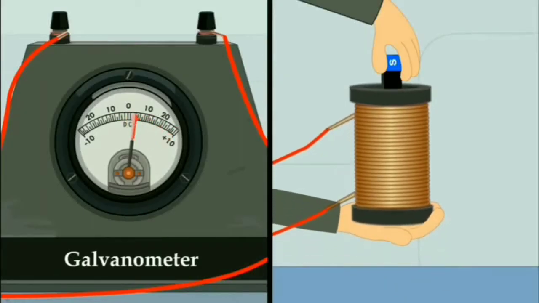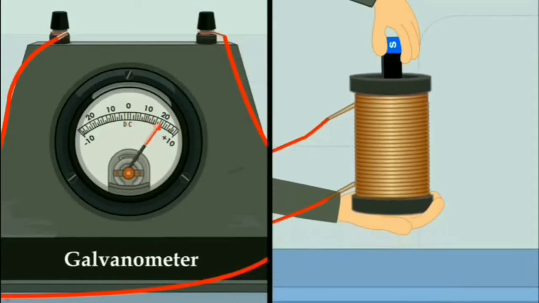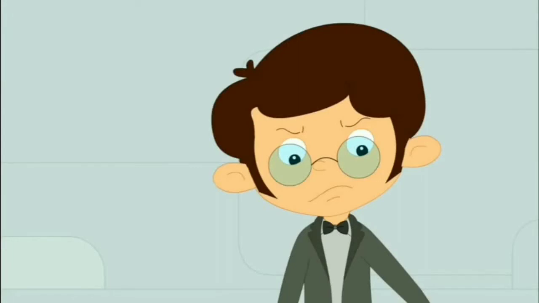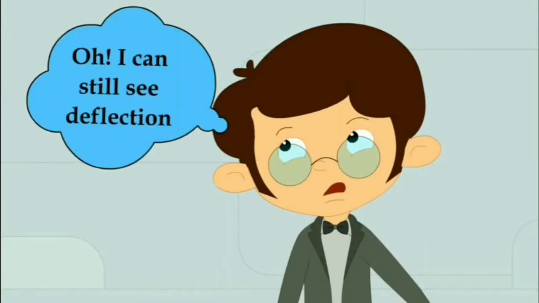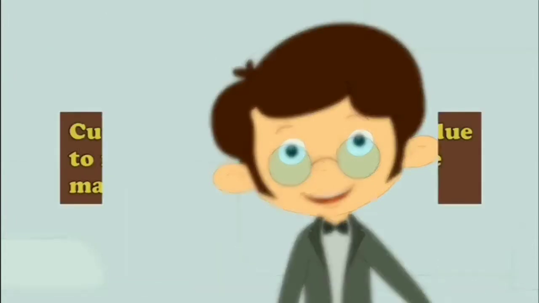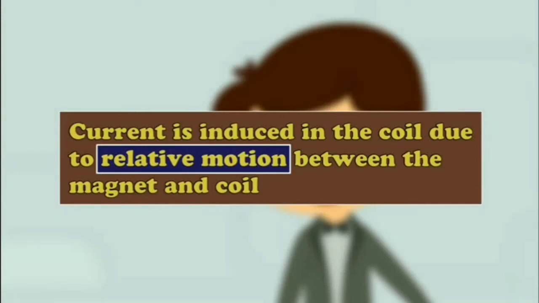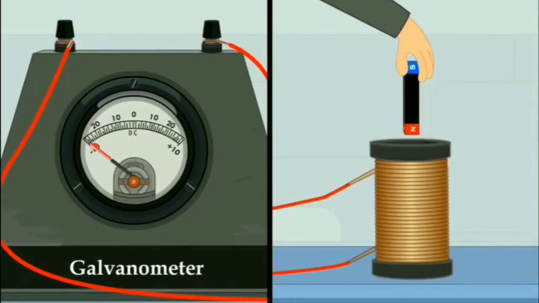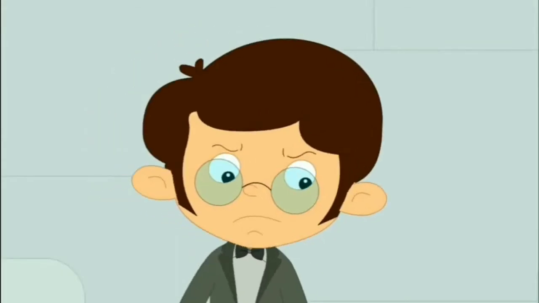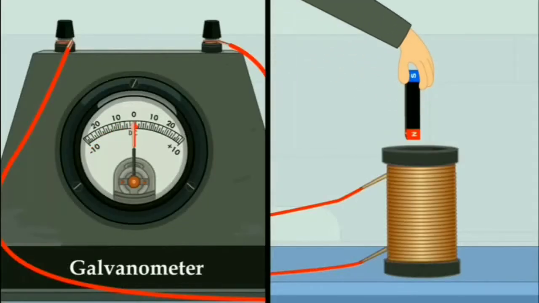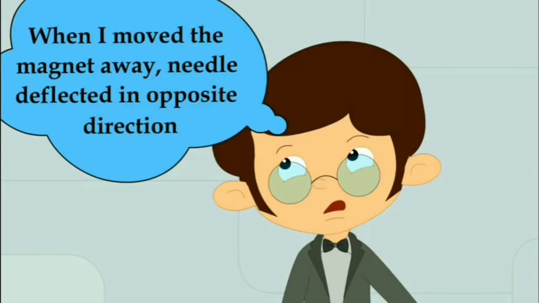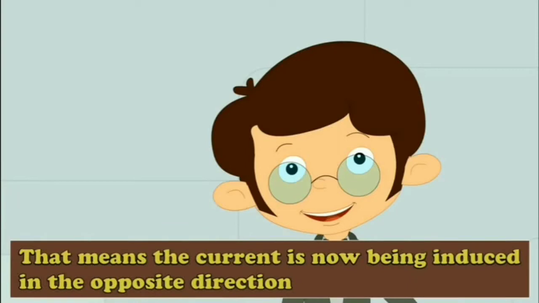Now what he did was, keeping the magnet fixed, he moved the coil towards the magnet. Again the galvanometer showed some deflection. So he concluded that it is the relative motion between the magnet and the coil that is causing the current to get induced in the coil. Now Faraday, keeping the coil fixed, moved the magnet out of the coil. Again he found deflection in the galvanometer, but in the opposite direction, indicating that the current is now being induced in the coil in the opposite direction.